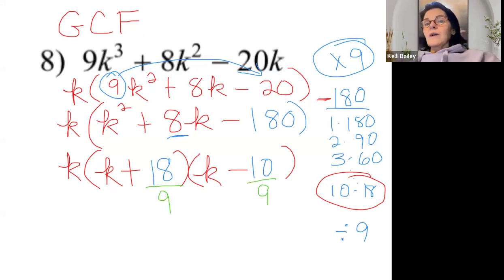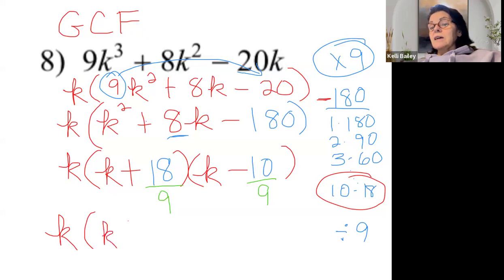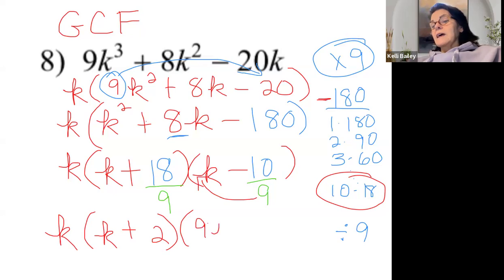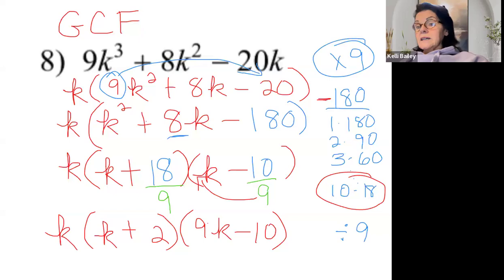Now, this looks crazy, but if I just remember, I'm just copying most of it. I'm copying that k. Now here I'm deciding, does 18 divided by 9 give me a pretty number? It does. So I'm just going to copy k plus and put the pretty number. 18 divided by 9 is 2. And then this last one, 10 divided by 9, no go. So I've got to move that 9 up front. 9k minus 10. And we are done.